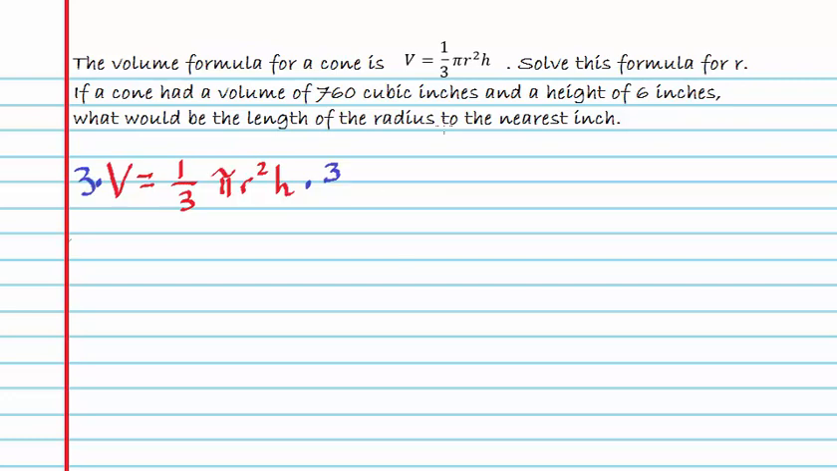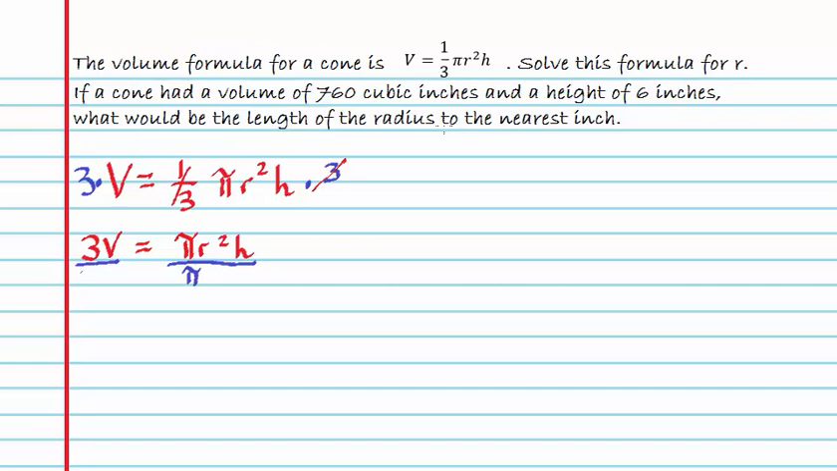When I do this, I'm going to leave 3v equals, the 1/3 is going to cancel out with the 3 that I multiplied by, and I'm going to be left with pi r squared h. So now I need to move the pi to the left side and the h to the left side, because remember, my goal is to isolate my r. Since everything is being multiplied together, I need to do the opposite, which is division. So I need to divide both sides by both of those terms.